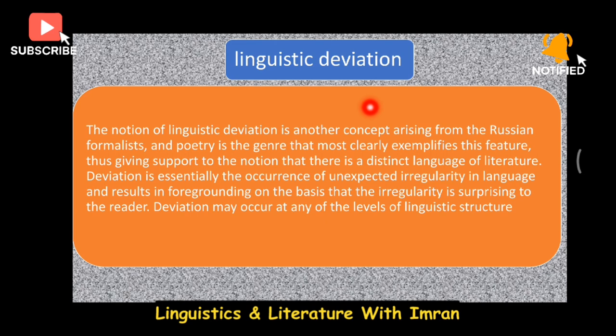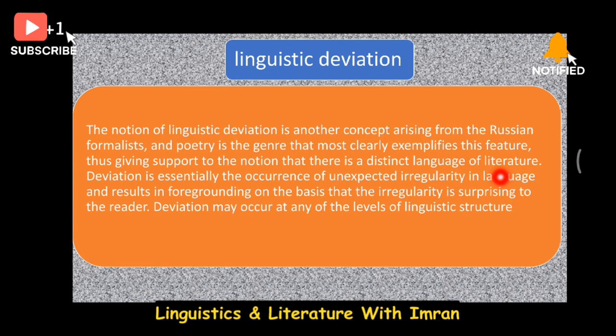Now let's discuss linguistic deviation. The notion of linguistic deviation is another concept arising from Russian formalism, which was a literary movement. And poetry is the genre that most clearly exemplifies this feature. So deviation most often occurs in poetry rather than prose, thus giving support to the notion that there is a distinct language of literature. So the language of literature becomes different.